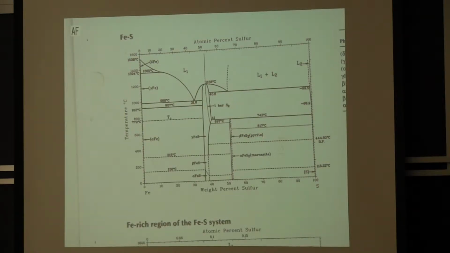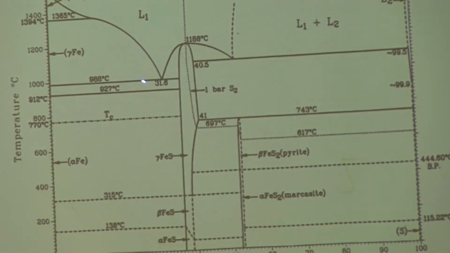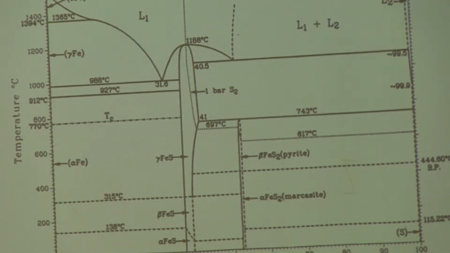Okay. This is the iron sulfur system, and you can see there's a very deep eutectic, just like the iron carbon system, except it goes down to 988 C. So steel melts at 1538. You get a little sulfur liquid in your iron, or get some sulfur in the liquid iron, and you will have liquid iron sulfide unless you throw some manganese in.